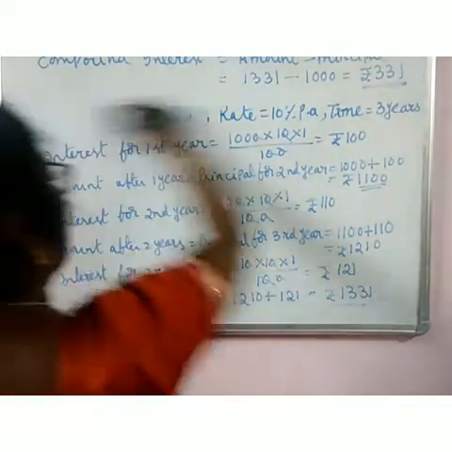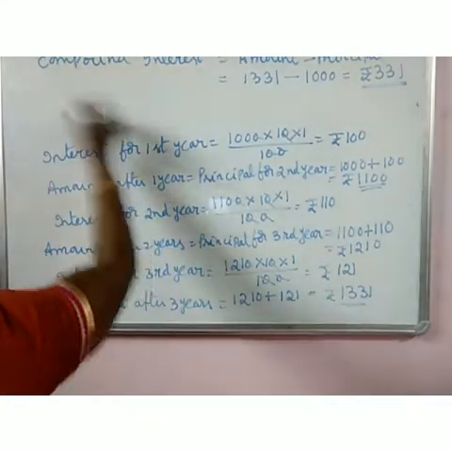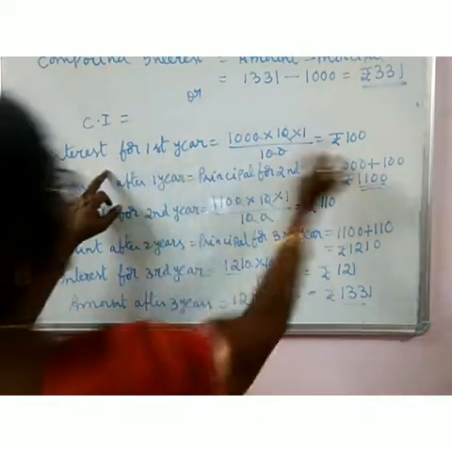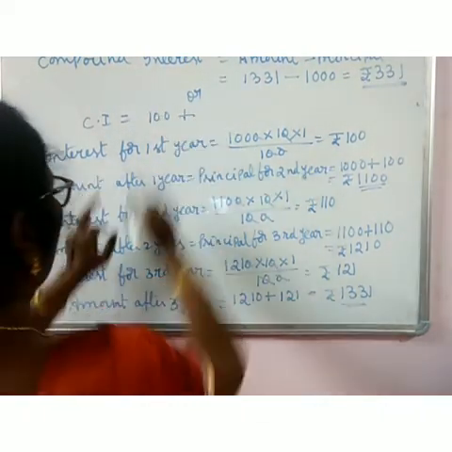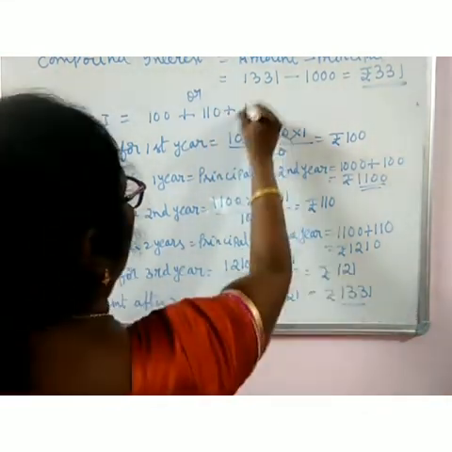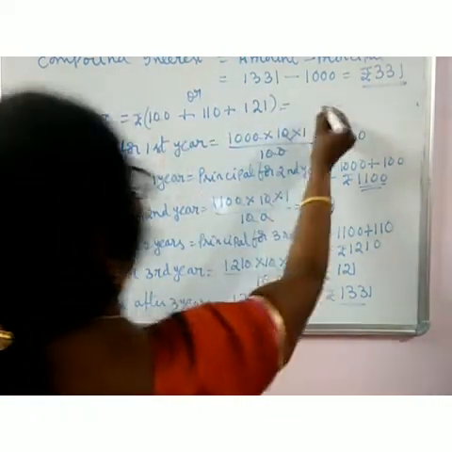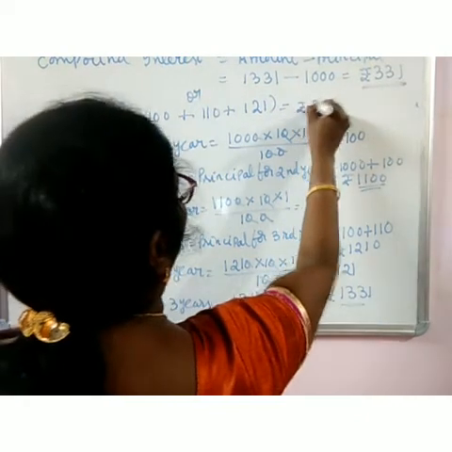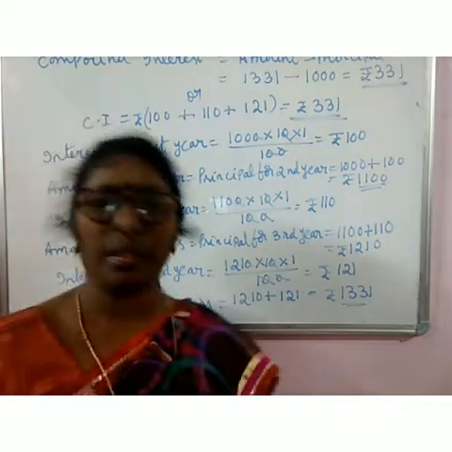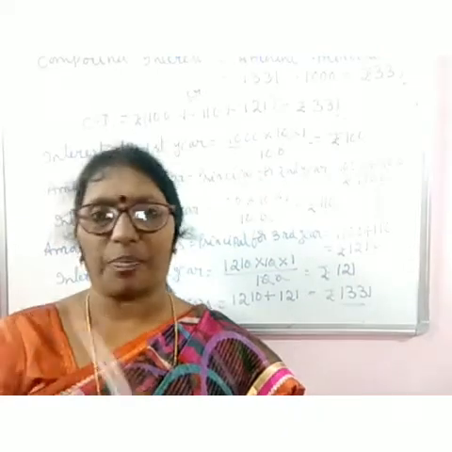And one more way what I said, compound interest, CI in short, is also the sum of the interest. We can write interest for first year 100 rupees, interest for second year 110 rupees, interest for third year is 121 rupees. If you add up all these, you see you are getting 331 rupees only. Any way you like you can find. Are you clear?